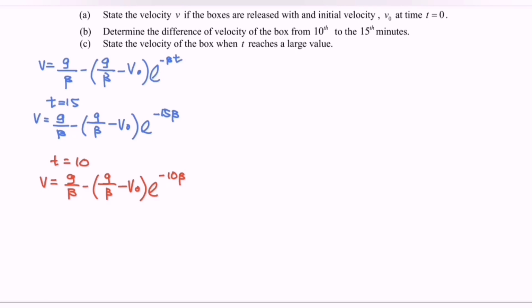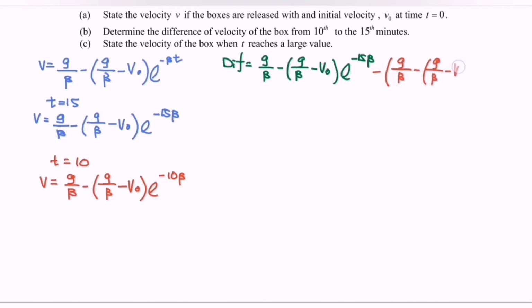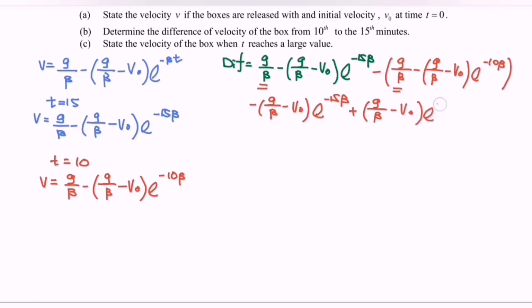So the question said difference. So we may use the 15 minus the 10. So that is the difference. So g over beta for the 15 minus bracket g over beta for the 15 minus v naught, exponent negative 15 beta, minus bracket g over beta for the 10 minus bracket g over beta for the 10 minus v naught bracket, and then exponent negative 10 beta. g over beta minus g over beta is 0. So continuing, we have negative bracket g over beta minus v naught, exponent negative 15 beta, plus bracket g over beta minus v naught bracket, exponent negative 10 beta.